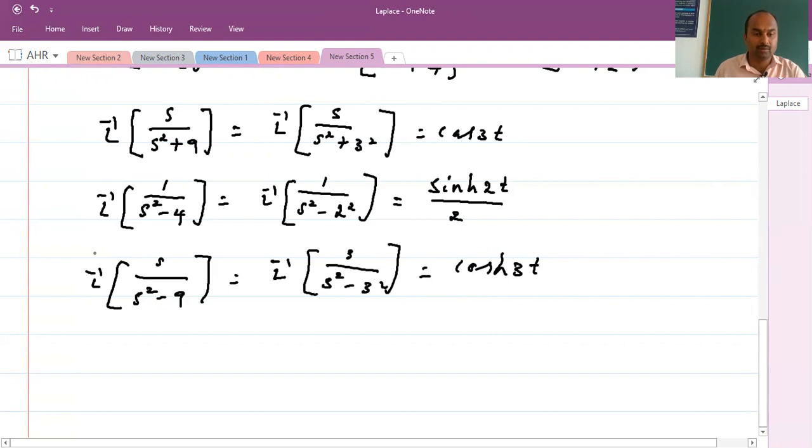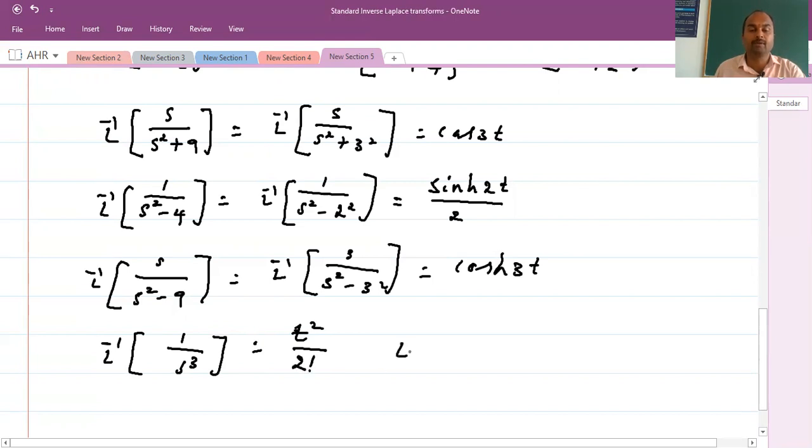Similarly, the inverse Laplace of 1 by s cube. s cube means the power is 3, so you write t square, 1 less than that, t square by 2 factorial. Similarly, the inverse Laplace transform of 1 by s to the power of 3 by 2.